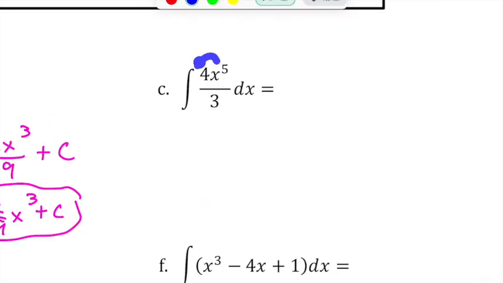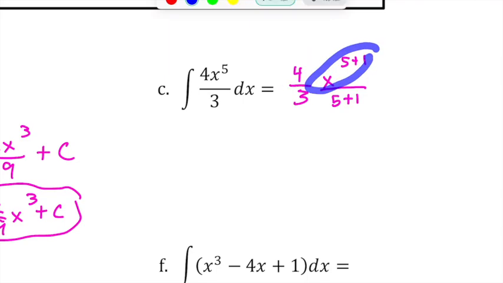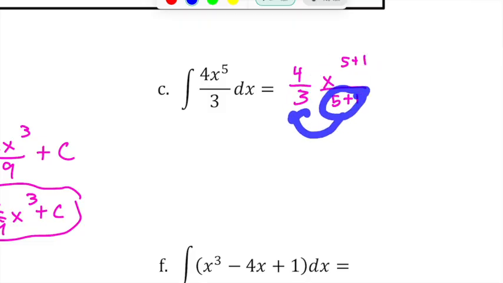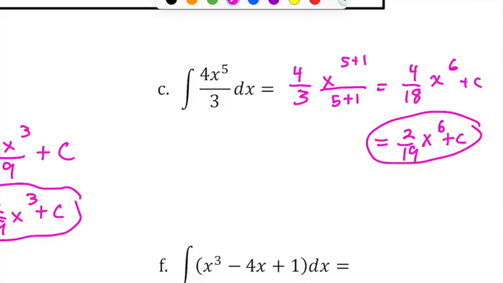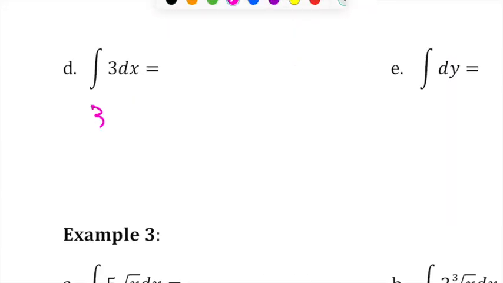Next one, so this can be pulled outside. So we're going to take 5, we're going to add 1 to it, and then divide it by that same number. Now on top, we're going to get 4x to the 6th, I mean numerator. That's what I mean on top. And then on bottom, we're going to get 6 times 3, which is 18. And then again, plus c. And then if we simplify that, that's going to be 2 over 19 x to the 6 plus c. Oh, what did I say 19? That is 2/9.